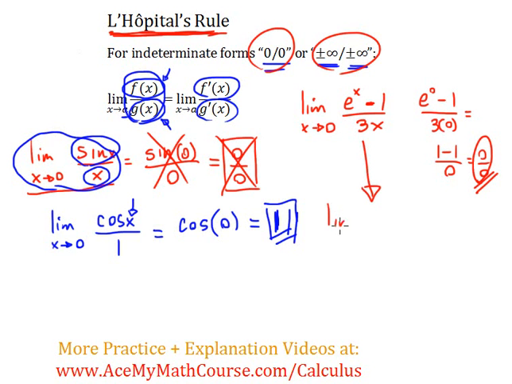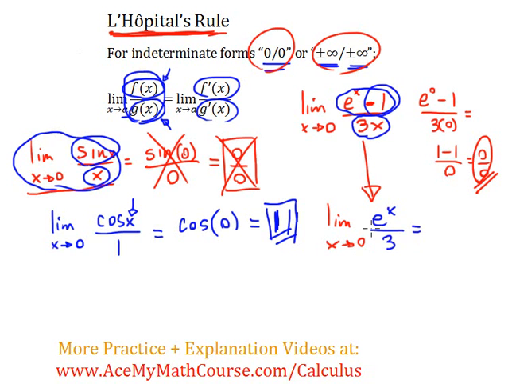How are we going to do that? We are going to take the derivative of the function in the numerator, and the derivative of e to the x is just e to the x. The derivative of 1, well, that's just a constant, so that's just 0, so we can just disregard it, divided by the derivative of 3x, which is just 3.